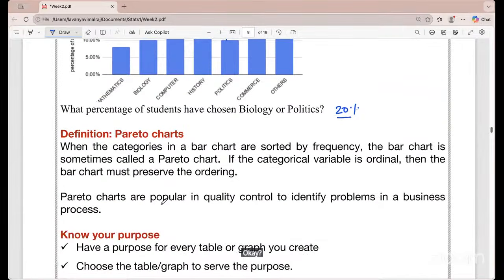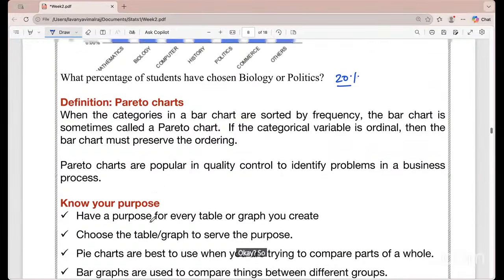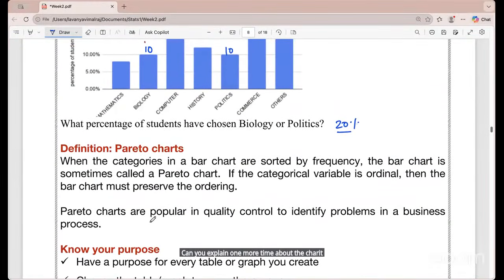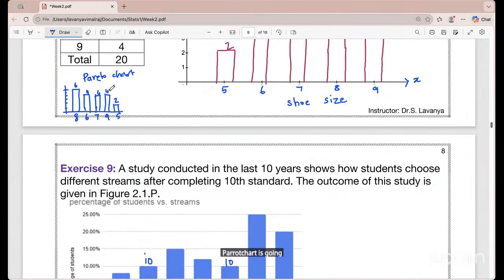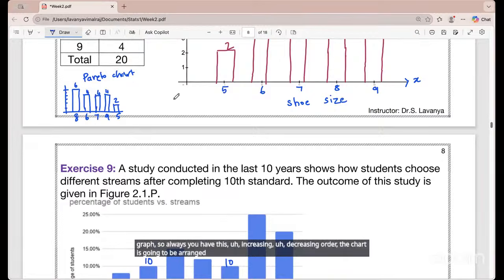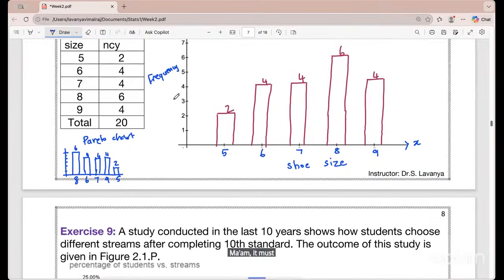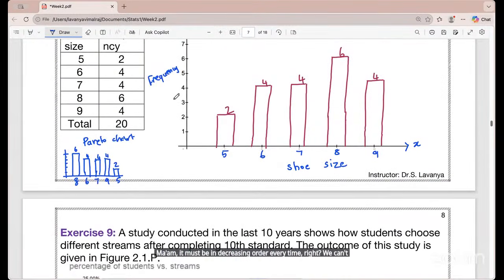Pareto charts are popular in quality control to identify problems in a business process. Can you explain one more time how the Pareto chart looks? Pareto chart is going to look like this, in kind of an always skewed graph. So you always have this increasing, decreasing order. The chart is going to be arranged. Ma'am, it must be in decreasing order every time, right? We can't arrange a Pareto chart in increasing order. Yes, usually it is arranged in this way.